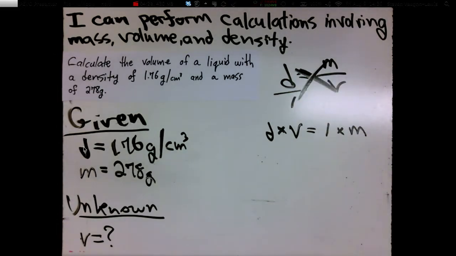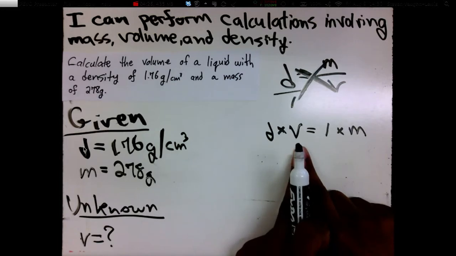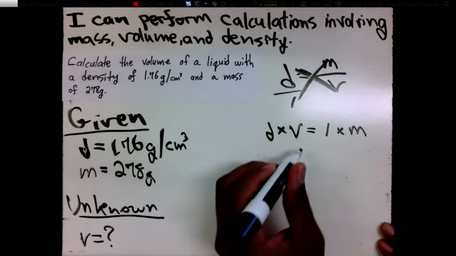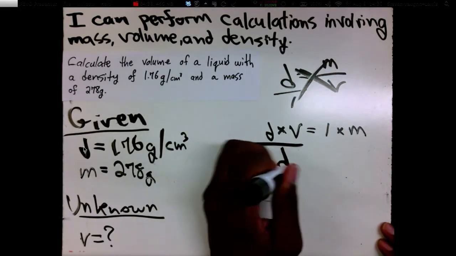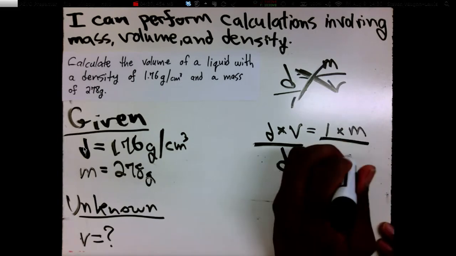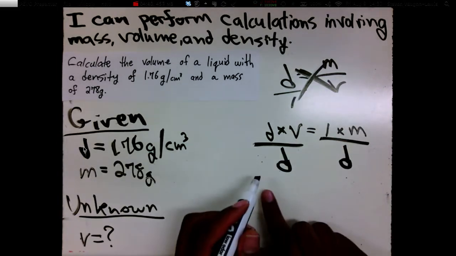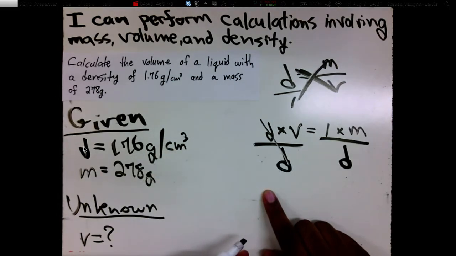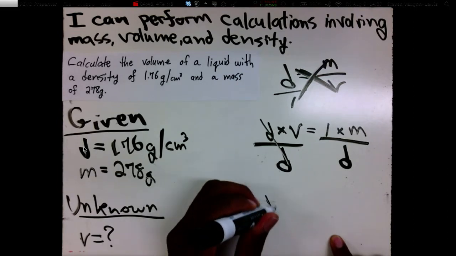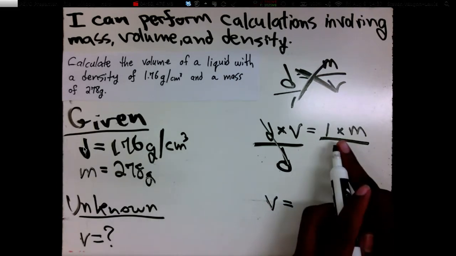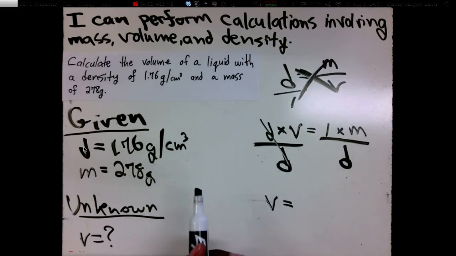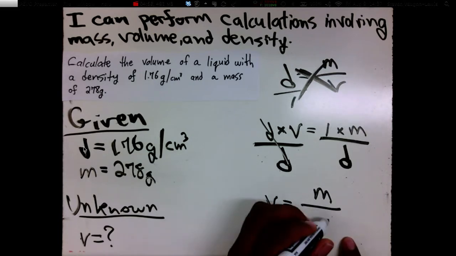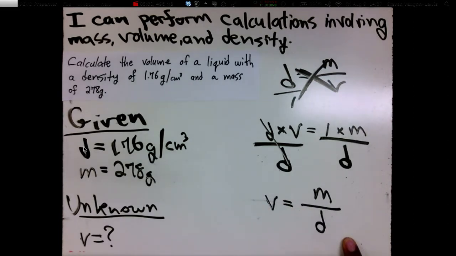Now, our next step, we want to get the V by itself. So what we do is we divide both sides by D. Divide by D on this side, divide by D on that side. Now, over here, the D's are going to cancel out. So what we're left with is V equals 1 times M is just going to be M. Anything times 1 is itself. So V equals M divided by D.